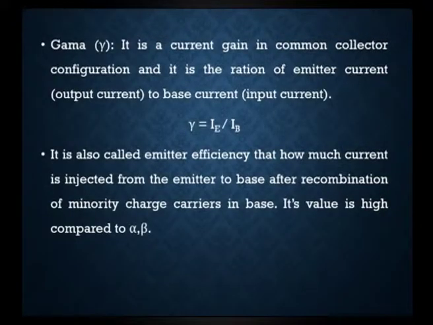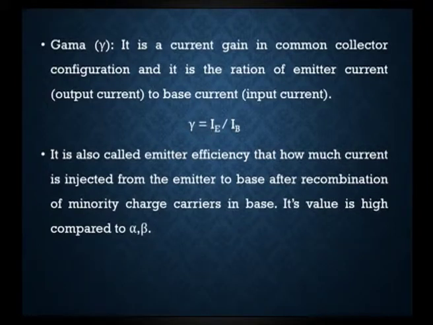So, from common collector output characteristics we come up with another factor, that is gamma. It is the current gain in common collector configuration, and it is the ratio of emitter current, that is output current, to the base current, input current. So, gamma is represented by the ratio of emitter current to base current, and it is also called emitter efficiency, that is, how much current is injected from the emitter to base after recombination of minority charge carriers in base. That is what is called emitter efficiency.